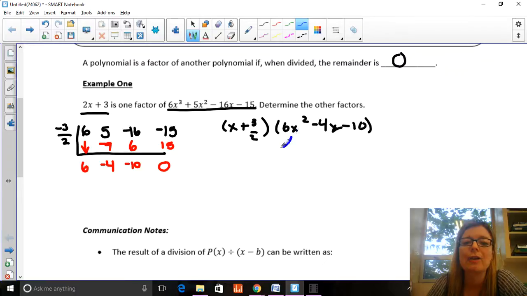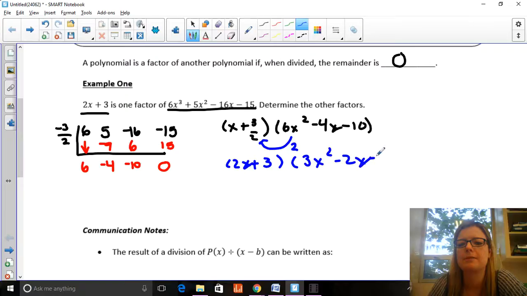So I need to borrow a 2 from this factor and put it into this factor so that I get 2x plus 3 here instead of x plus 3 over 2. And then that means I get 3x squared minus 2x minus 5. Now this is just a quadratic, so we can factor it using the same methods that we learned in grade 10 and grade 11. It's a complex trinomial, so you use decomposition. The 2x plus 3 stays out front, and when you factor this, you get 3x minus 5 and x plus 1.